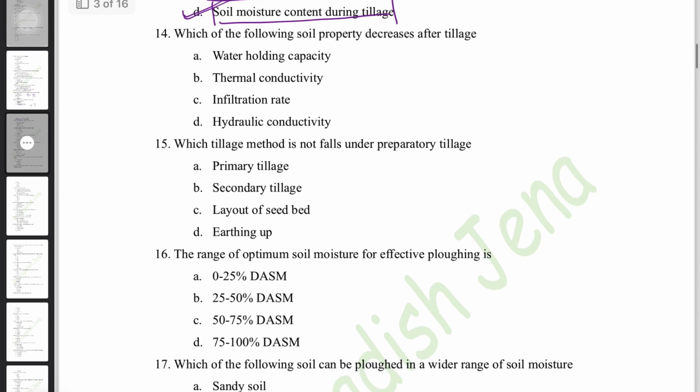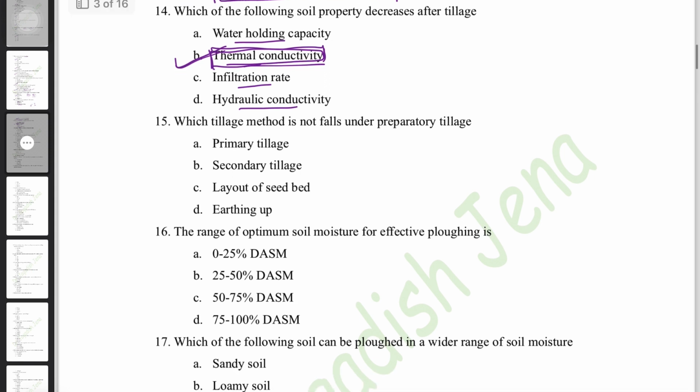Next question, which of the following soil properties decreases after tillage? See, water holding capacity will increase because more porosity will be there. Infiltration rate will increase. Hydraulic conductivity will increase, but soil thermal conductivity will decrease. Okay, so when you are tilling the soil, there will be more porosity, and more porosity means a decrease in thermal conductivity.